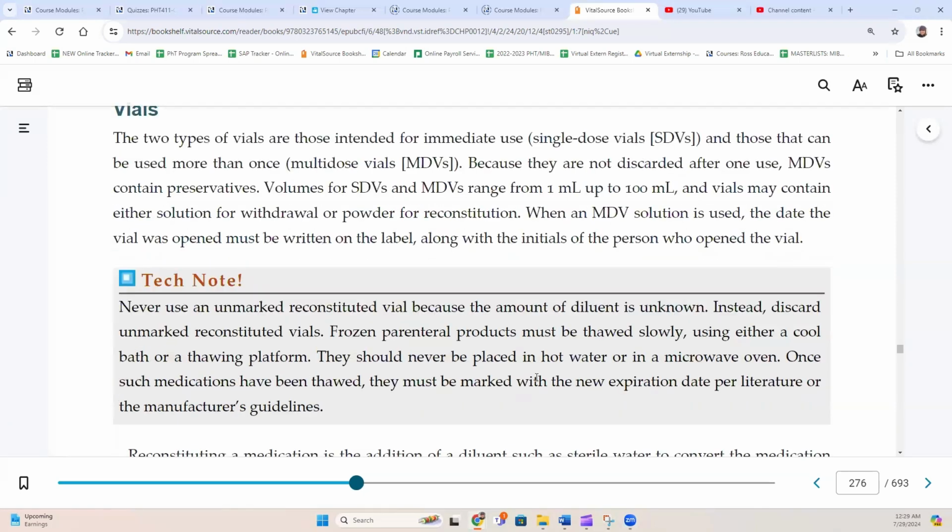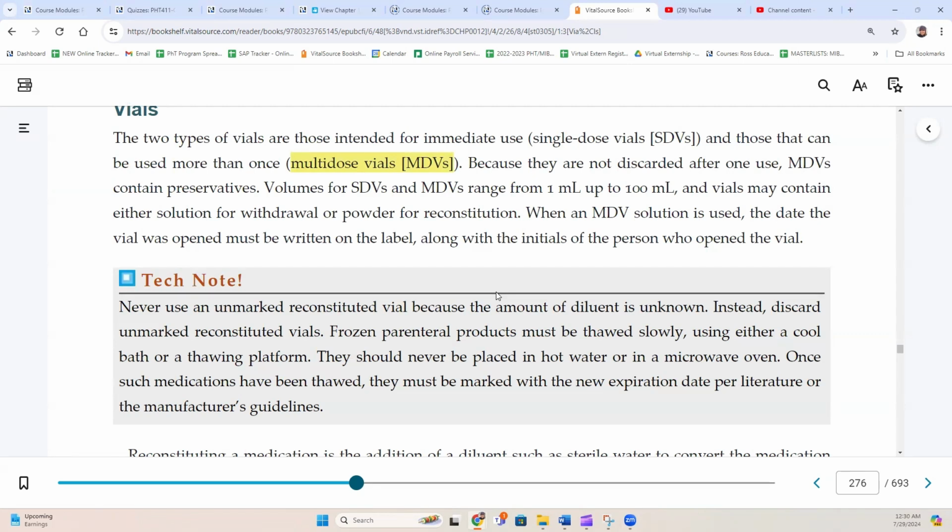The two types of vials are those intended for immediate use, single dose vials, and those that can be used more than once, multiple dose vials. I'm just going to highlight this. You might see this on one of your tests or quizzes. Because they're not discarded after one use, MDVs contain preservatives. Volumes for SDVs and MDVs range from 1 mL up to 100 mL, and vials may contain either solution for withdrawal or powder for reconstitution.